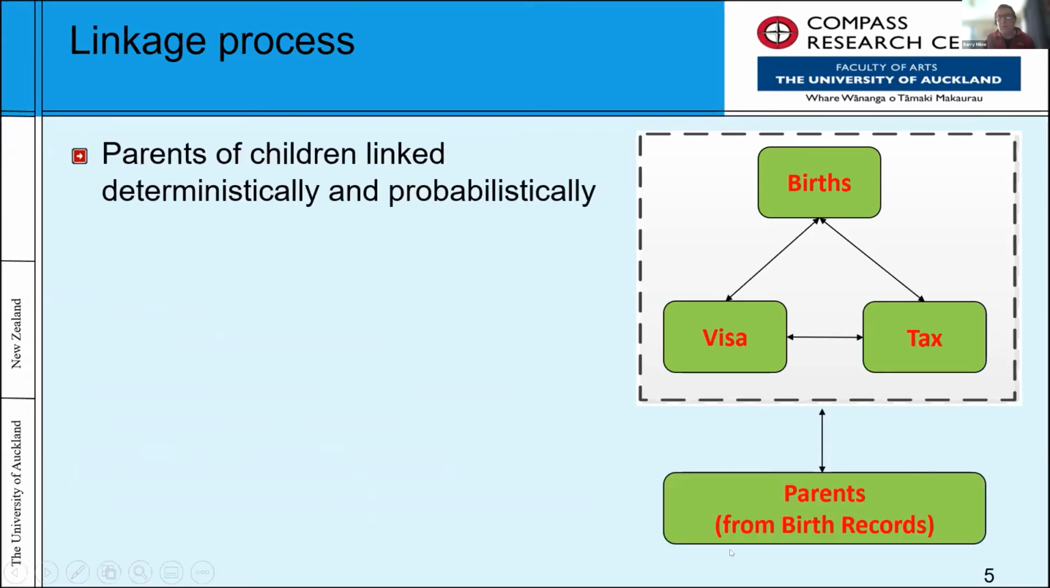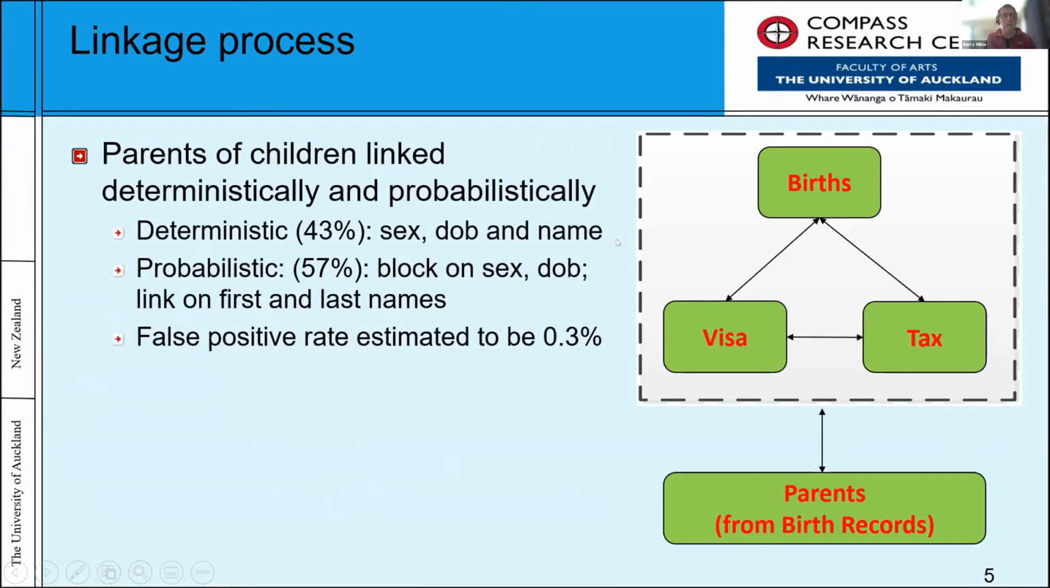So what we've got here is where a parent's listed, they go and try and find them already in the spine, or if they're not found in the spine, they're added to the spine. In terms of the linkage, nearly half of it is deterministic based on sex, date of birth, and name. And the remaining is done probabilistically, where for the most part, they've got various passes that they go through.